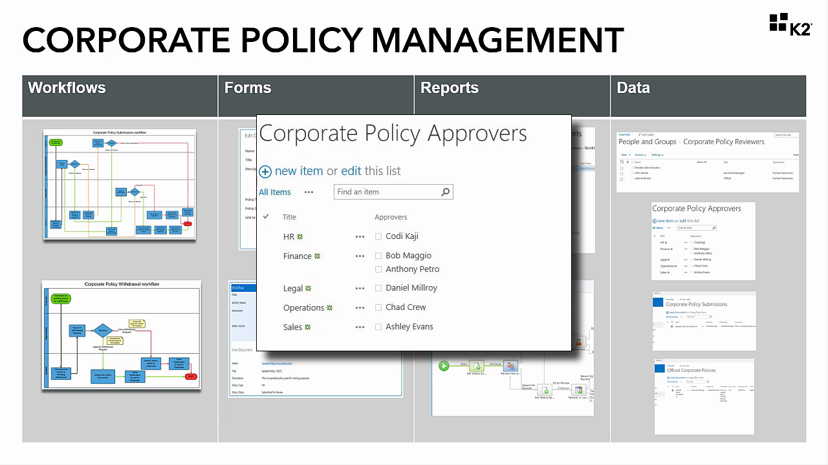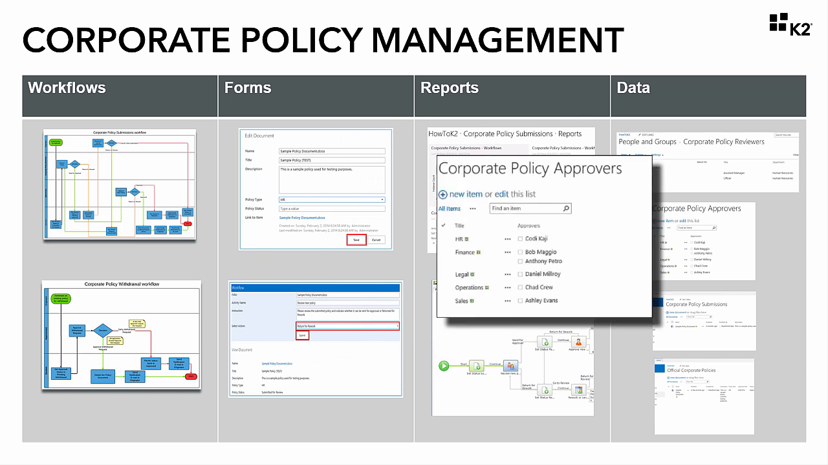This list will be used as a lookup in the Corporate Policy Submissions Library when users submit new policies for approval so that the policy can be routed by that workflow to the appropriate approvers for that type of policy. If multiple users are set as the approvers for a policy, both of those users will need to approve the new policy before it can become official.